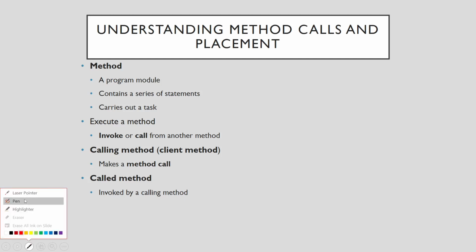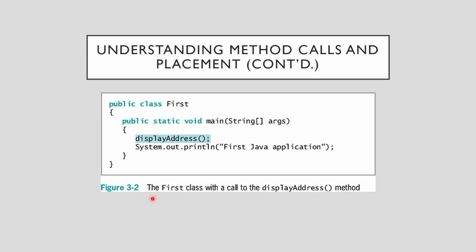Again, how will we run the statements within the method definition? By calling the method. Just like this one, we have a figure which shows the first class with a method call to display address. We don't know the content or the statements of this display address method, since this is just a method call.